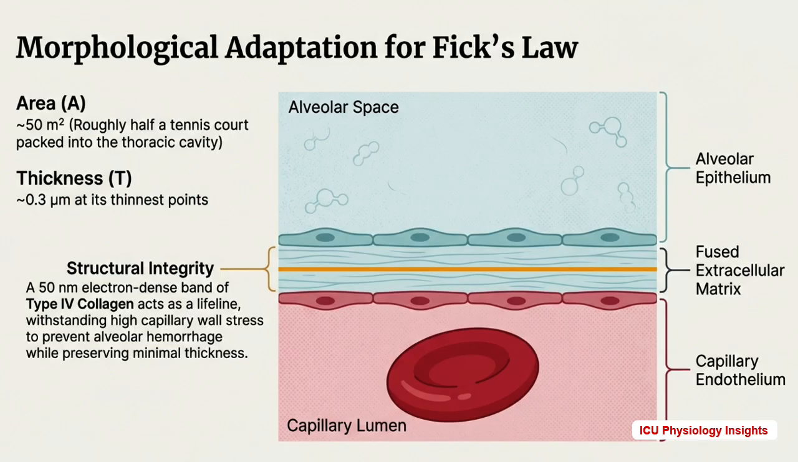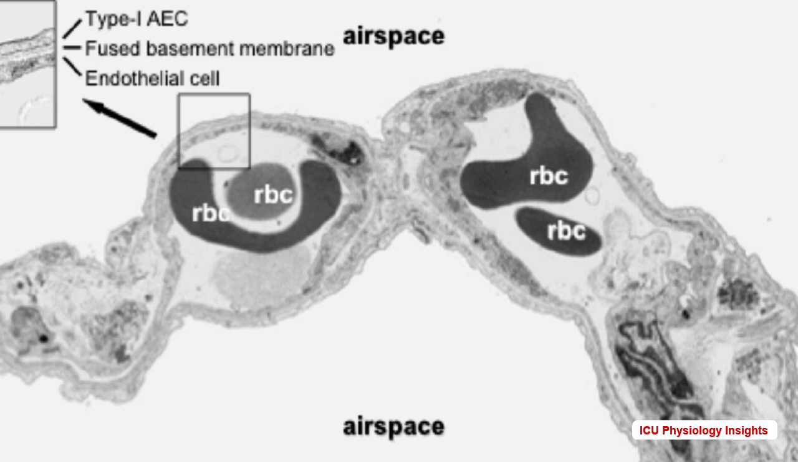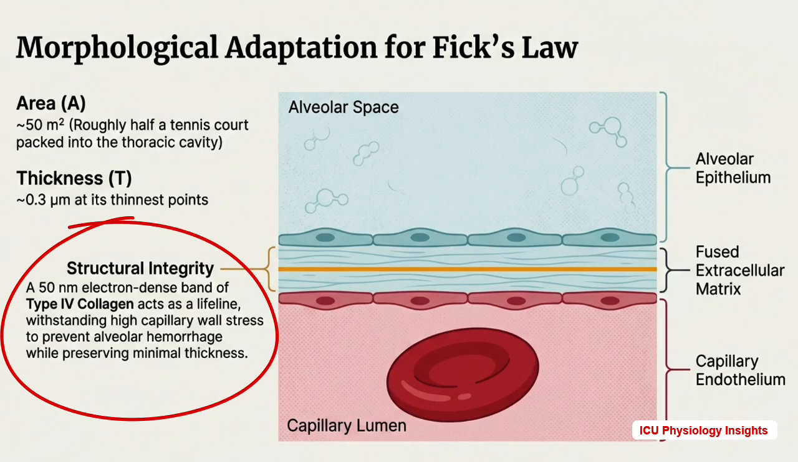So if the lung maximizes area, it does the exact opposite for thickness. It minimizes it like crazy. The barrier between air and blood is unbelievably thin, often less than half a micron. If you look at this electron micrograph, you can see the alveolar cell and the capillary cell literally fuse their basement membranes together. It's this beautiful, delicate structure, and what holds it all together, giving it its strength against the pressure of the blood, is a network of type 4 collagen. That's what stops it from just rupturing.